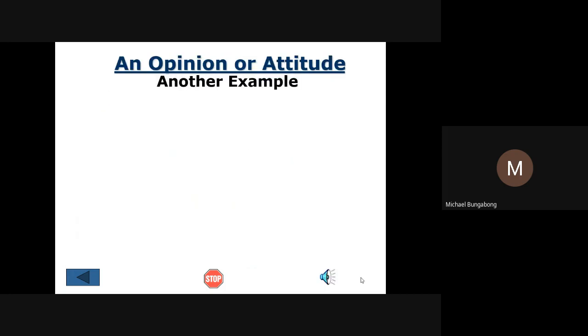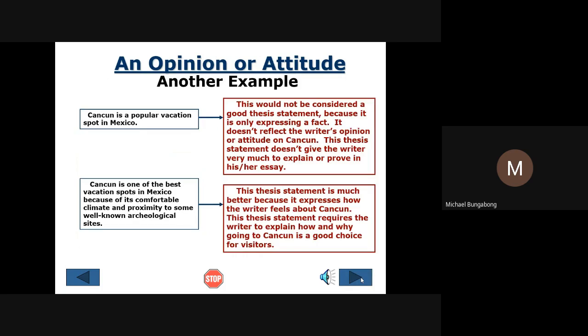And of course, another example, Cancun. I'm really scared of pronouncing it, but hopefully I can pronounce it well. Cancun is a popular vacation spot in Mexico. So if you try to look at that, it's not clearly stated. You are just saying that Mexico is a good spot, but for what reason? Okay. So now you have to ask yourself, what is the reason? Right? Now, if you can answer that, then that may probably be a thesis statement.